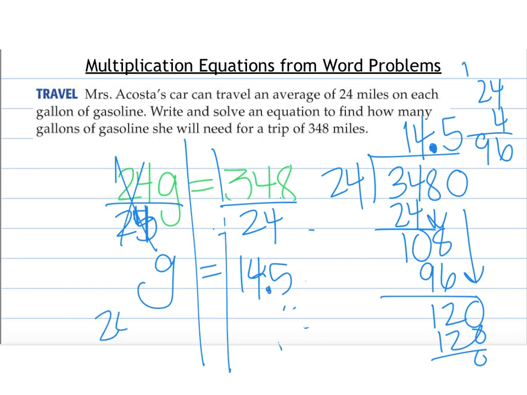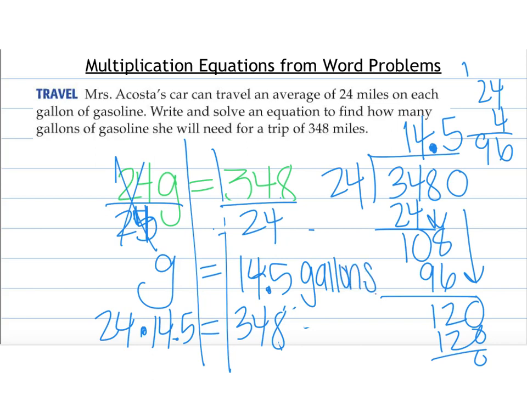14.5. So then we would check it. 24 times 14 and a half. Check to make sure that that works, which it does work. So then what is it asking us? How many gallons of gasoline will she need for a trip? So this is going to be 14 and a half gallons, not miles, gallons, but we always want to include the correct label. If there is a label that needs to go with it, we include the label. So that makes sense. 24 miles, 14 and a half gallons will take us 348 miles.